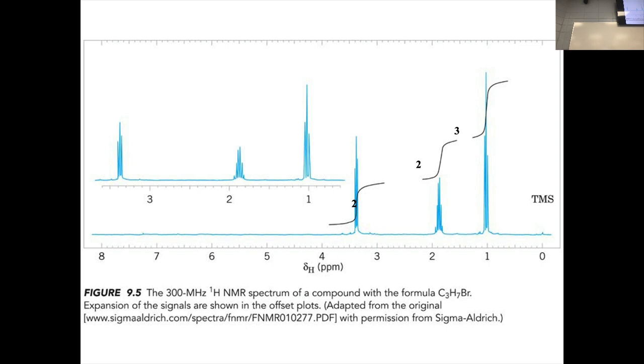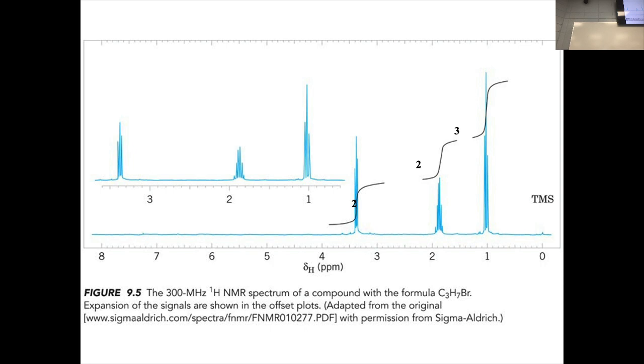How many signals do I have up there? I've got 3 signals. That means I have 3 unique types of hydrogen. Also turns out I've only got 3 carbons, so guess what? Each carbon is going to have hydrogens on it that give rise to a unique signal. I know that by looking at that. What else do I know? I know that this signal is closer to 0 than this signal.